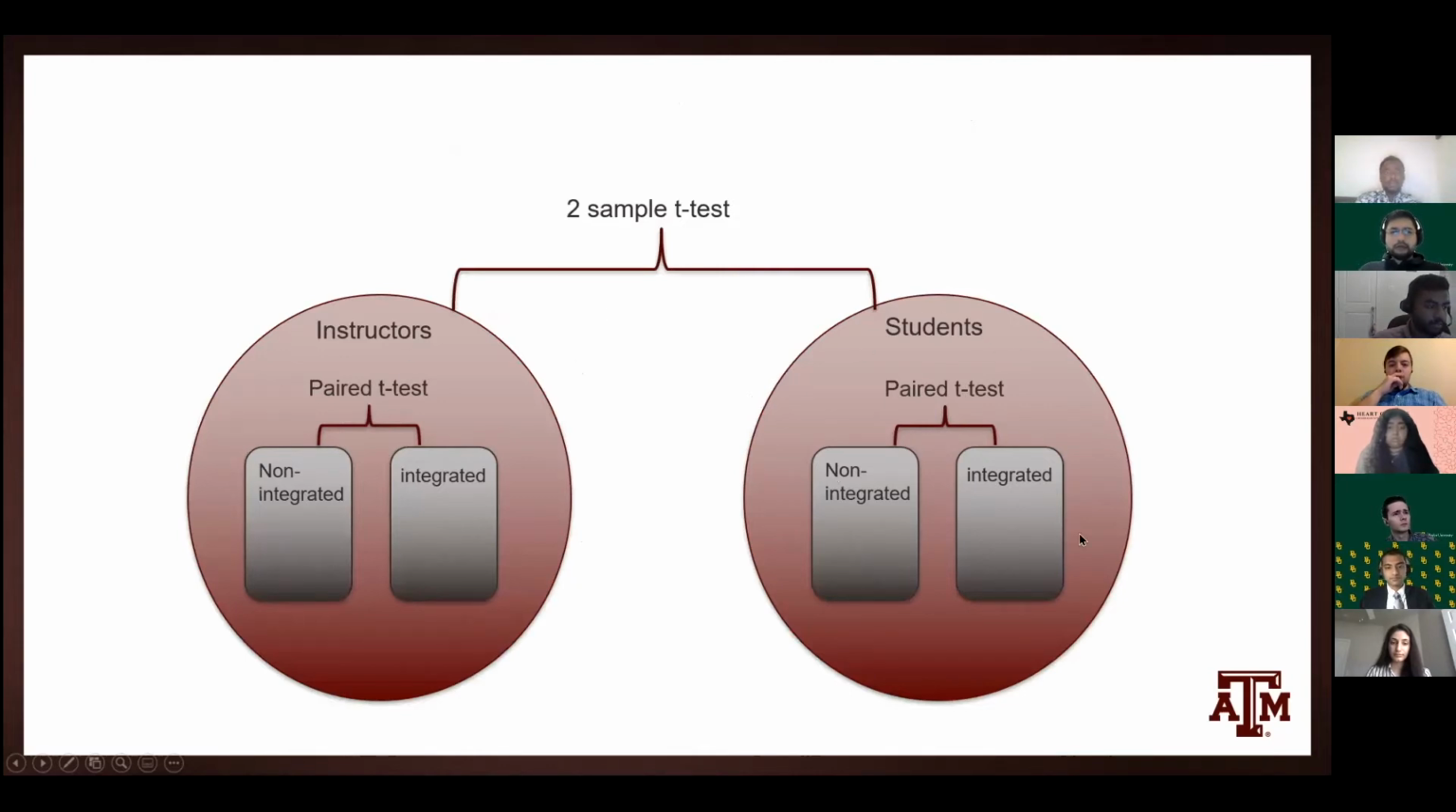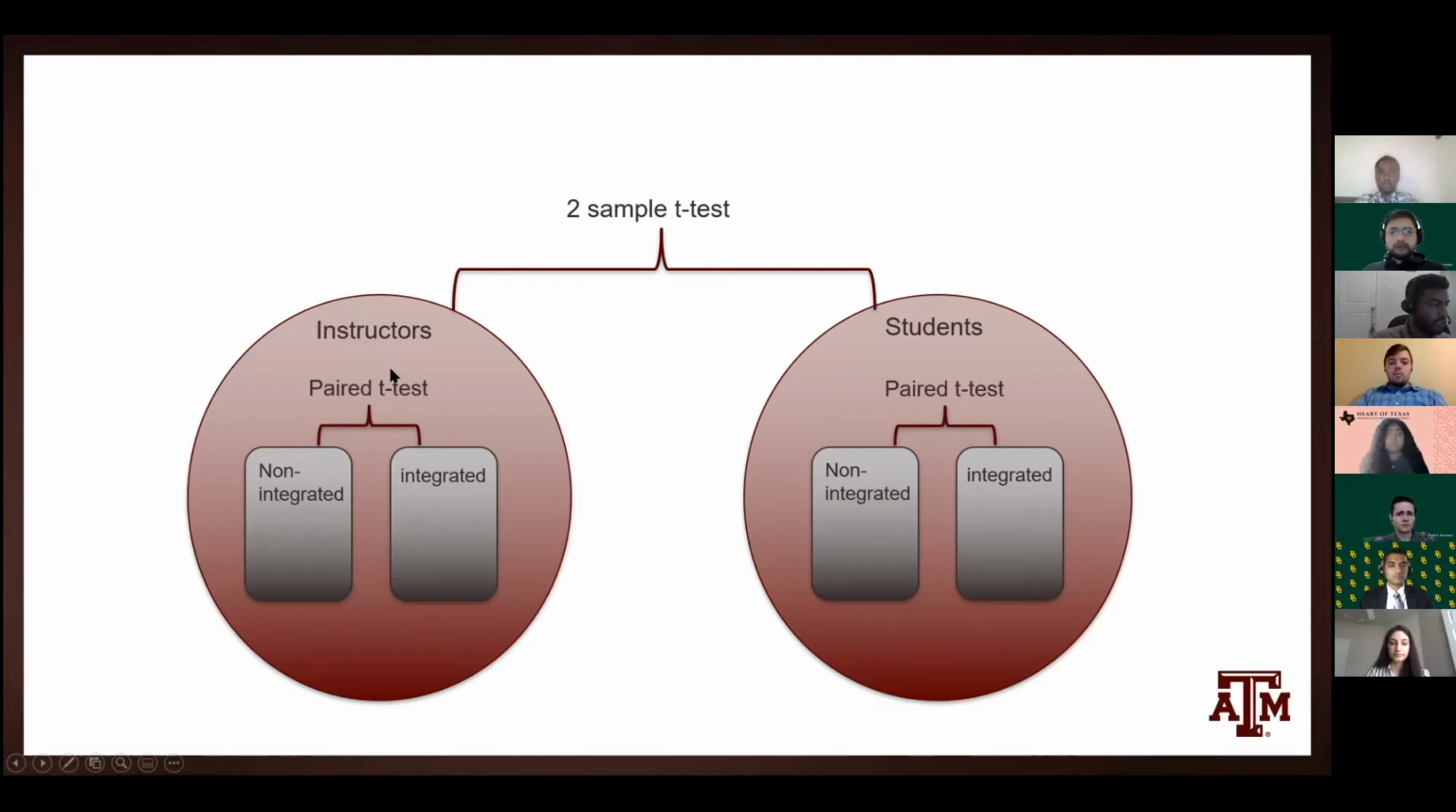the student samples. Within the instructor sample, each instructor is asked a set of non-integrated software questions and integrated software questions. So it gauges their interest on these 2 subjects. And since this is taking 2 measurements from a single group, we use a paired t-test. And the same can be done for students. We use a paired t-test between the non-integrated and integrated questions.